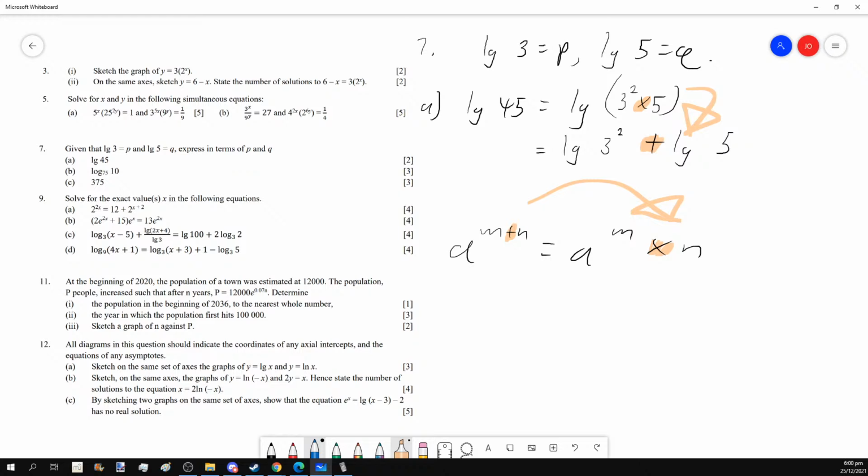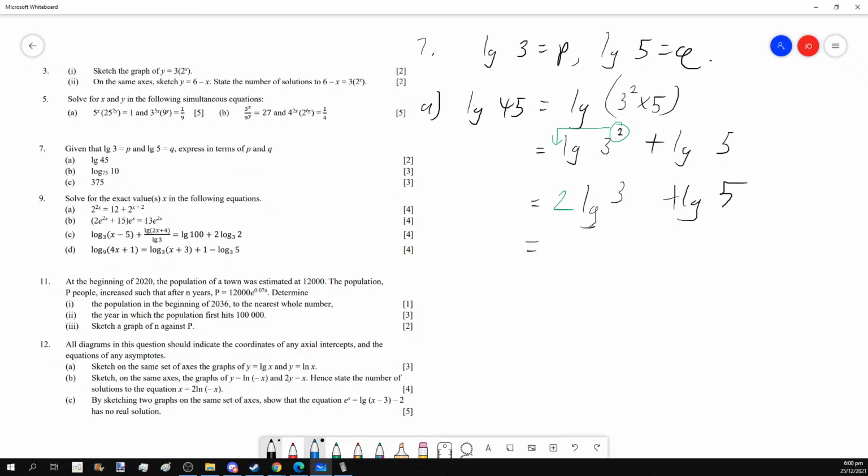Okay, so once we have gotten this, we are more or less already done. Do recall that the power, in this case 2, can be moved down and out, and this will produce for us the following result. And from here, as we said, lg3 is p, lg5 is q, and hence we have 2p plus q. And we are done.